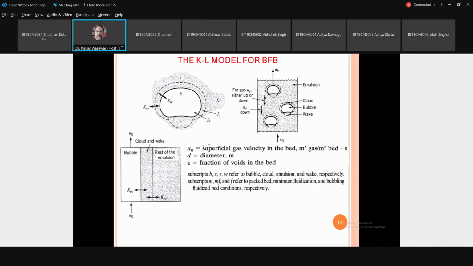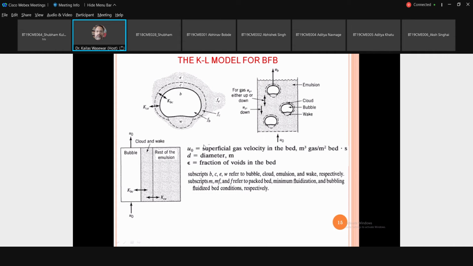You can see that here the exchange of mass: KCE, that is the cloud-emulsion mass transfer coefficient, KBC, the bubble-cloud mass transfer coefficient, FE the fraction of emulsion, fraction of cloud, and fraction of bubble. This wake is also coming in this cloud. Other parameters like U0, that is the superficial gas velocity in the bed, generally it is the empty bed velocity, that is meter cube per meter square of the bed per second. Then d is the diameter in meters. Epsilon is the fraction of voids in the bed.